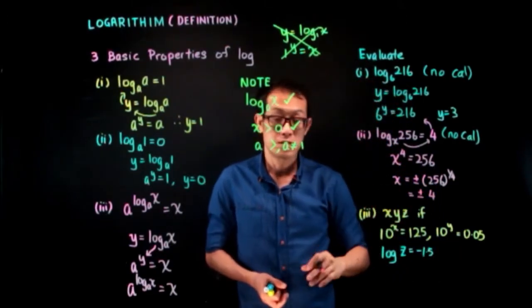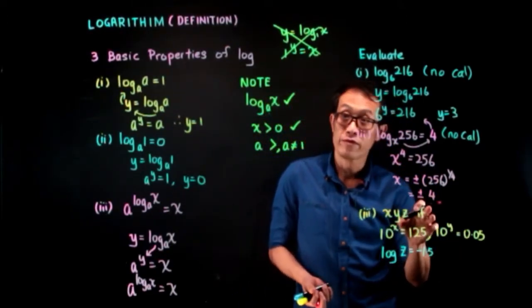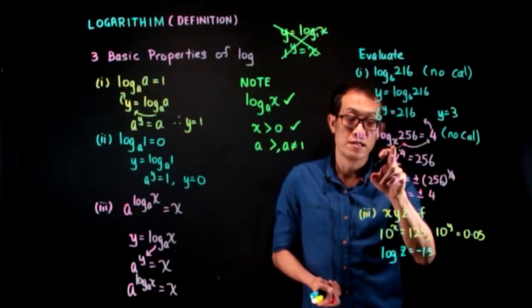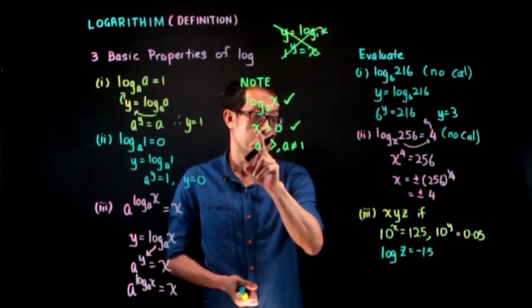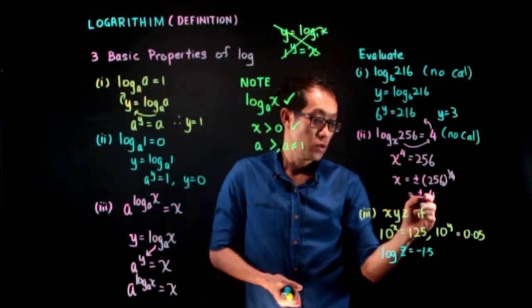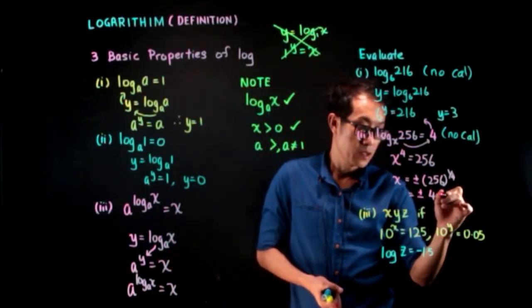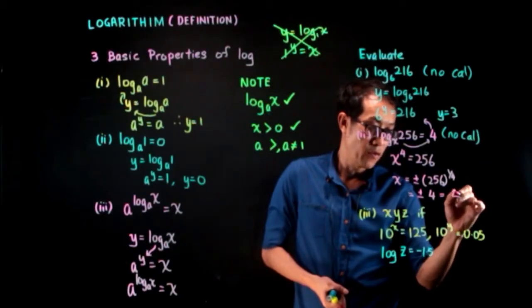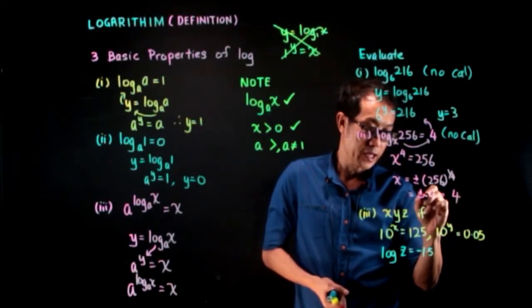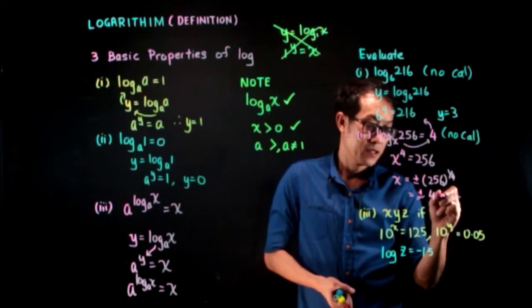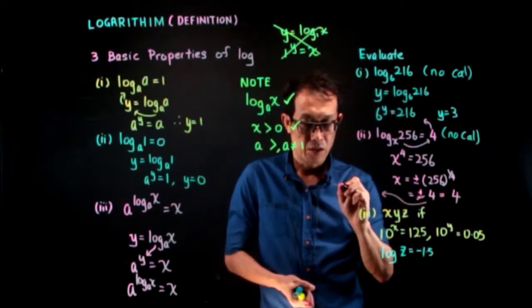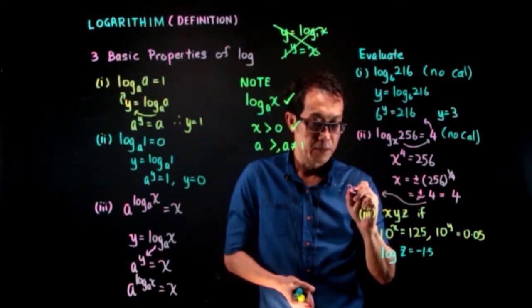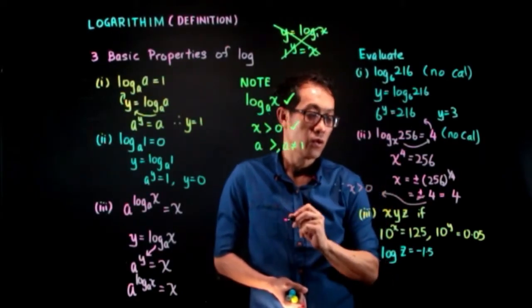But this is not good enough. You look at this, x must be greater than 0, correct? We learned just now. So x equals 4. This one we should reject, the negative one, because x must be greater than 0.